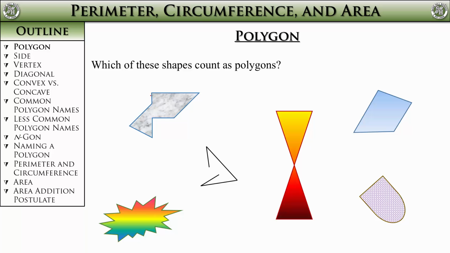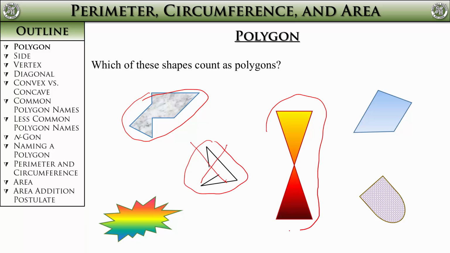Let's take these one at a time. This top left one absolutely counts. This one is not enclosed, so it's no good. If you take this whole thing, that is not a polygon. However, if you split it up and took them individually, then we would have 2 individual polygons, 2 triangles. But as a whole shape, not a polygon. The lines are not allowed to cross.